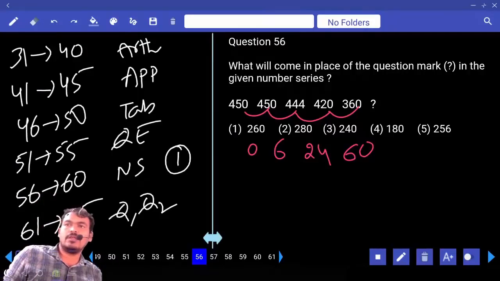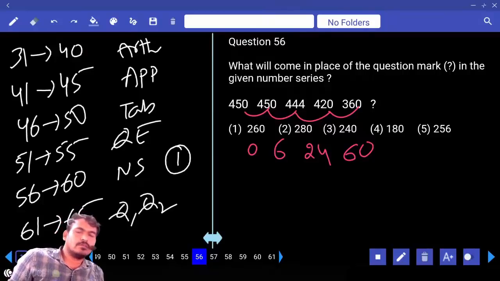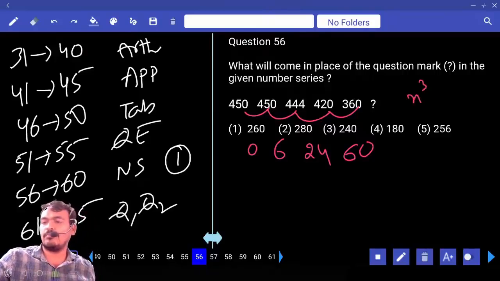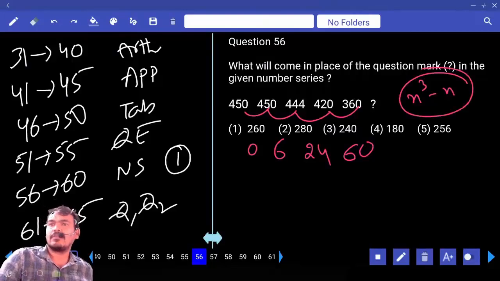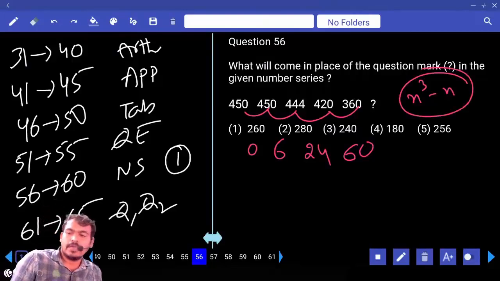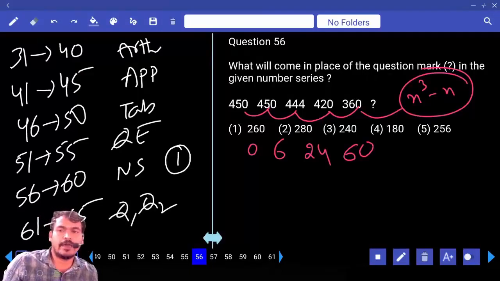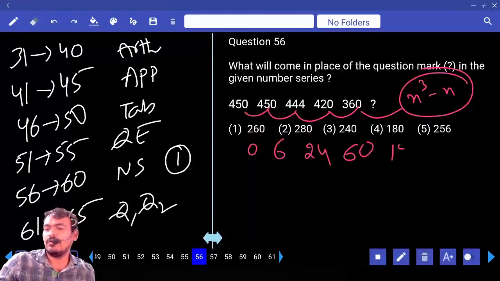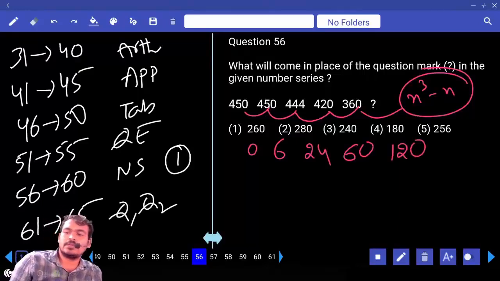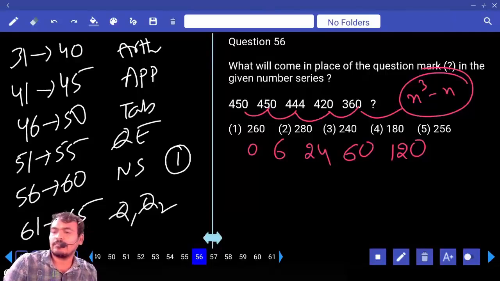Okay, what is 1 cube minus 1? 0. That means we have the n cube minus n format. 1 cube minus 1, 2 cube minus 2, 3 cube minus 3, 4 cube minus 4, 5 cube minus 5. How much is 5 cube minus 5? 120. Then 360 minus 120, how much?